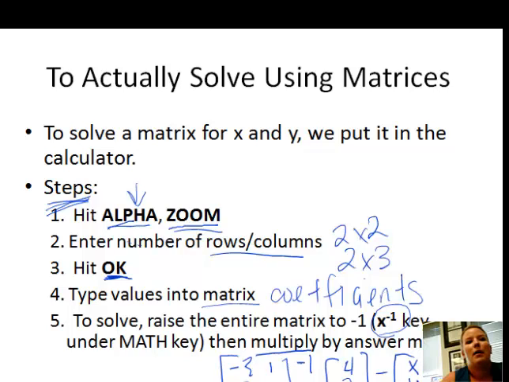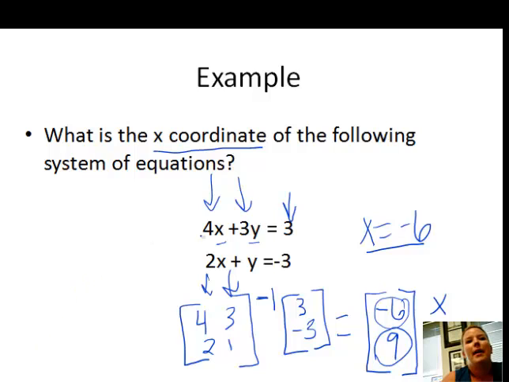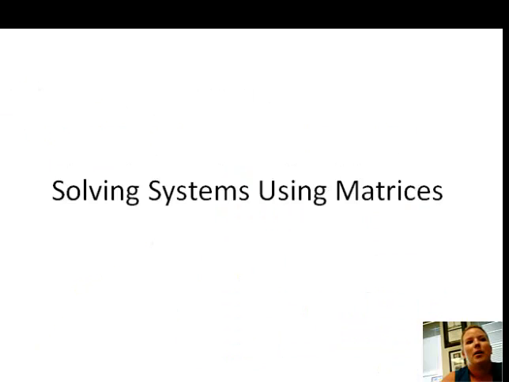Okay, so that's the overall of matrices, plural, and it's pretty simple stuff. Okay, so tomorrow in class we'll practice actually typing these in the calculator and solving some out and finding the answers. So that's all for tonight.